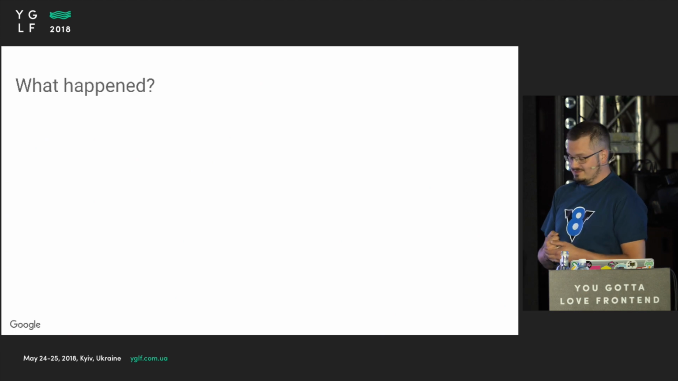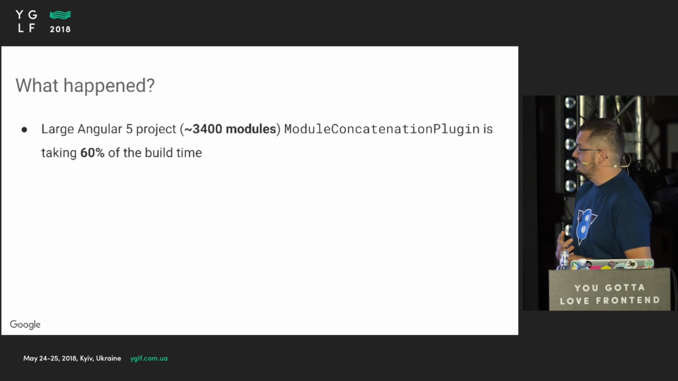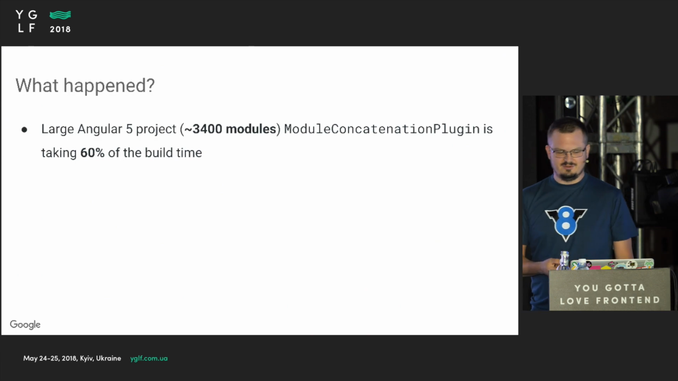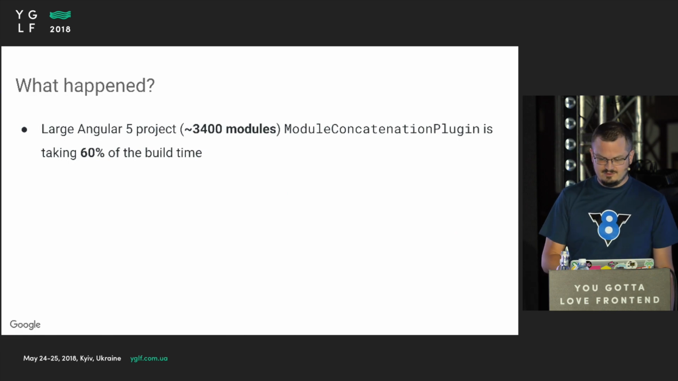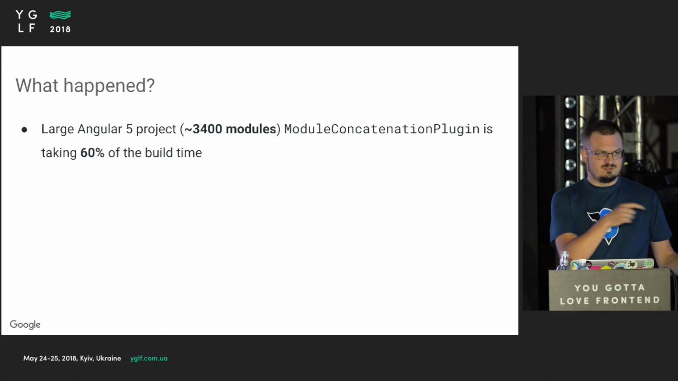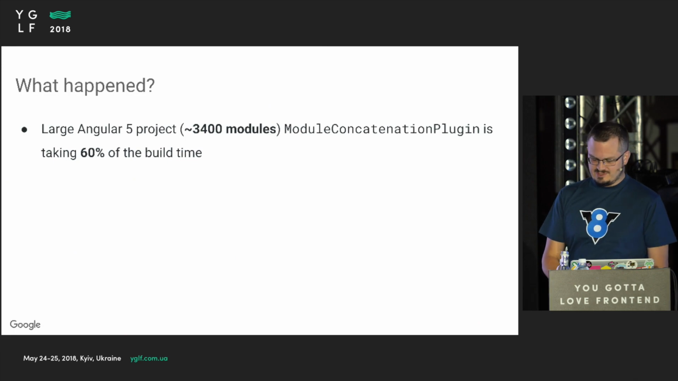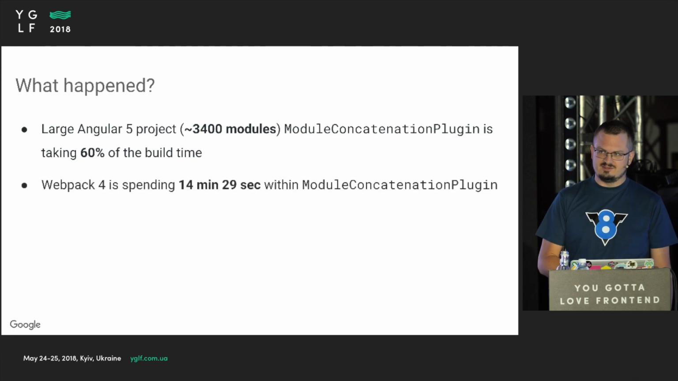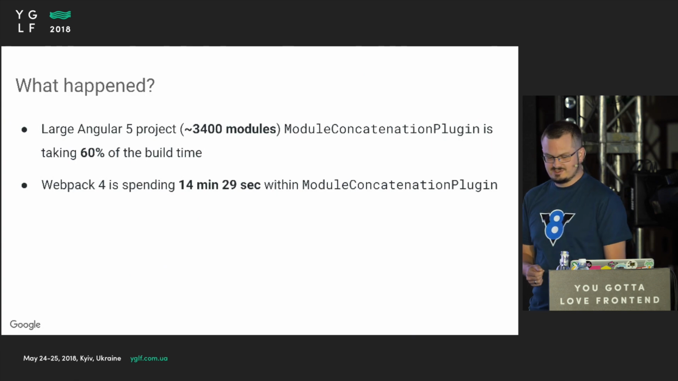Okay, so what happened here? Let's go through this quickly. So there was a large Angular 5 project which had a huge number of modules, really a huge number of modules. And all of a sudden, when they upgraded to Webpack 4, there was this one plugin that just concatenates all the things, as we just learned in the previous talk. And that was taking 60% of the build time.